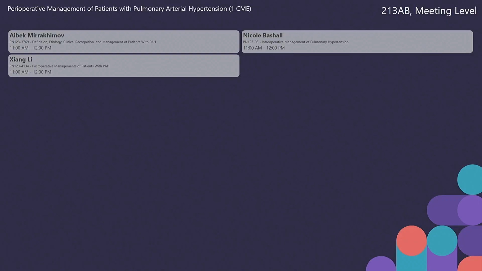Is there evidence that ECMO actually improves their mortality, or is it just a sign of the underlying disease process? Is my question. Yeah, it could be. But there's no evidence that VA ECMO actually decreases mortality.